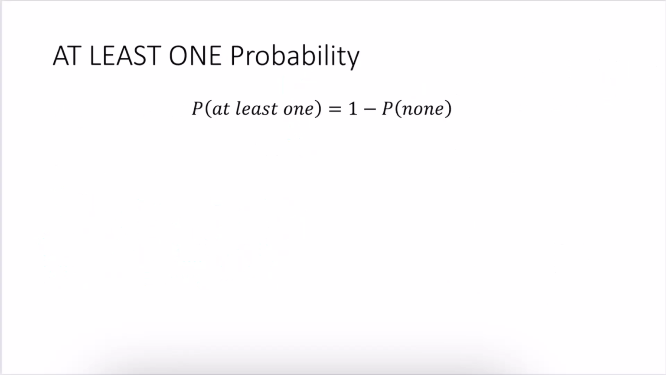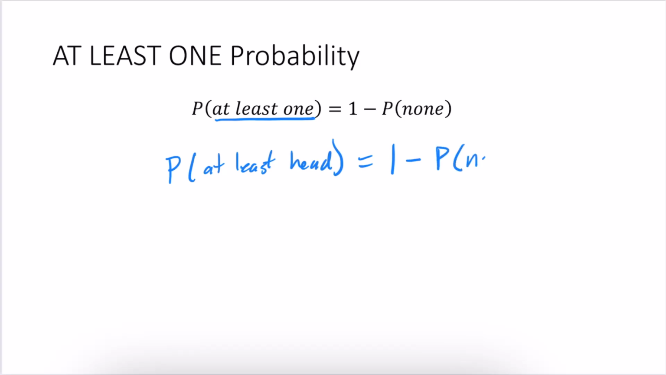So the general formula for calculating at least one types of probability is that the probability of getting at least one outcome is 1 minus the probability of getting none of them. So when we calculated out the probability of getting at least one head, the way that we calculated that out was by doing 1 minus the probability of getting no heads. And we wrote it down as the probability of all tails, but no heads and all tails is the same thing. So this formula will make it much easier to calculate the probability of getting at least one outcome.